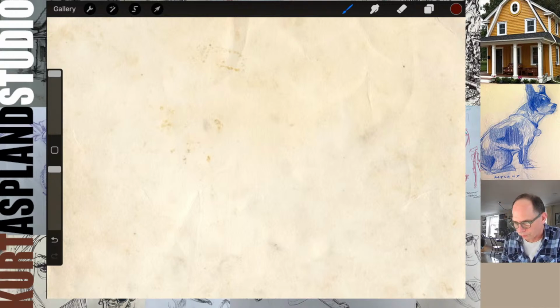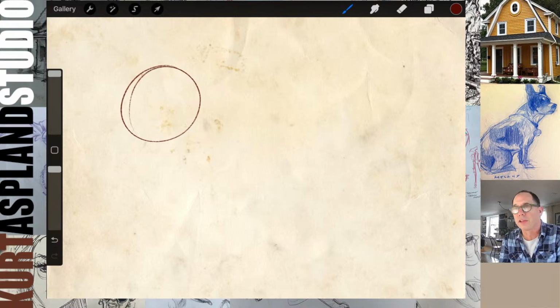Okay, so let's start off with a simple one here. There's a sphere. There is our sphere. Here's our sphere. If we take that sphere, we could draw an equator line. We get that. It has depth. We could also draw another line like this.